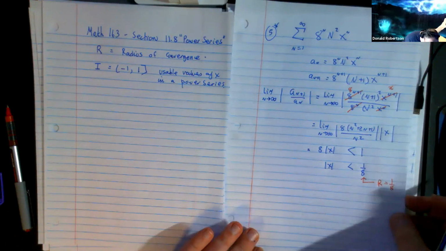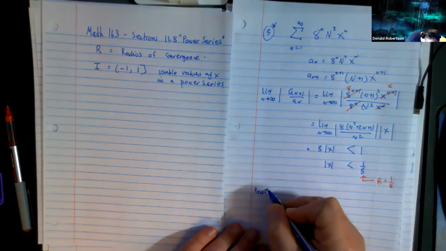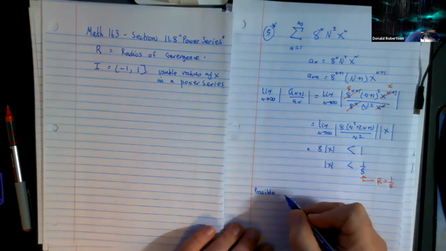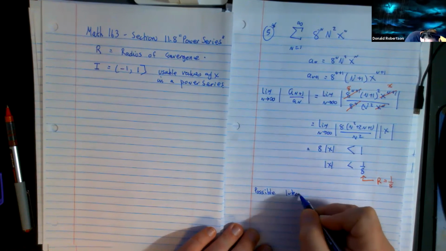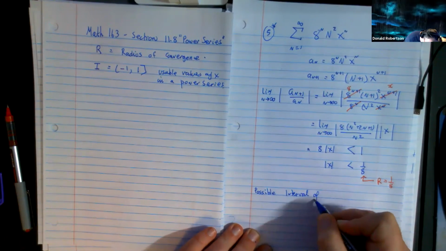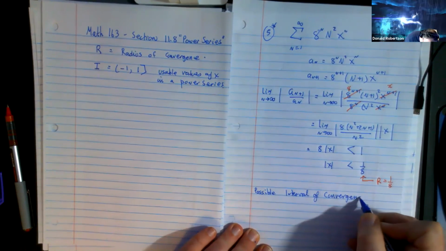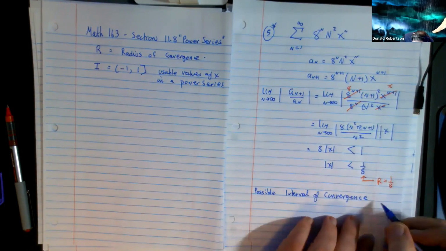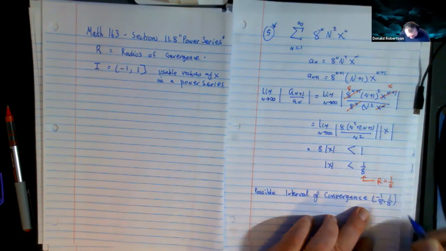Now let's get the interval of convergence, and that's basically the question over. And I'm calling it the possible interval of convergence. Right now, it's -1/8 to +1/8.